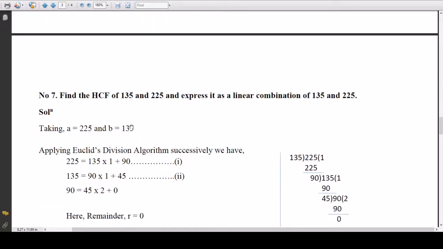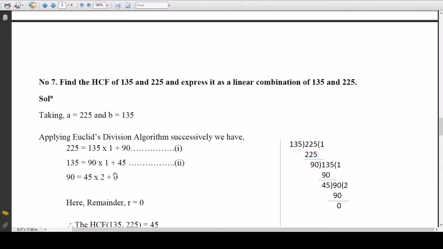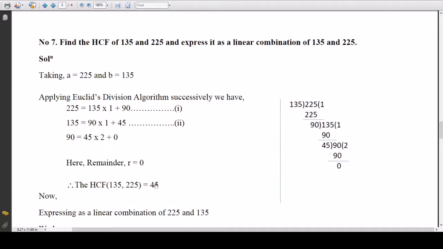We'll proceed ahead by taking a as the bigger number, b the smaller number, then divide the bigger by smaller. 225 divided by 135 goes 1, then remainder you will get 90. Then 135 divided by 90, you will go with 1, giving you remainder 45. Then again 90 divided by 45, you will go with 2, giving you remainder 0. Now what is the last divisor here? It is 45, isn't it? The HCF will be 45.